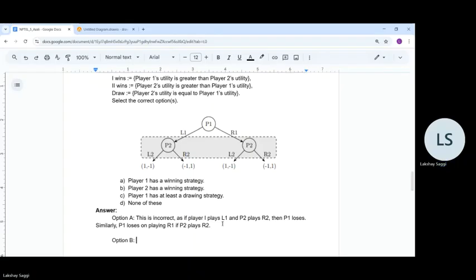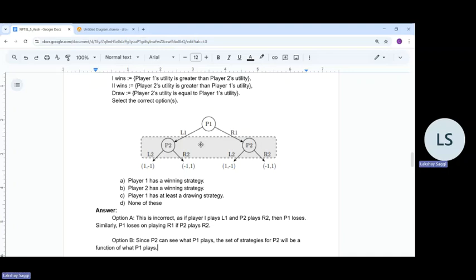Let's come to option B then. Option B says that player 2 has a winning strategy. So what will be the strategy for player 2? The set of strategies will not be a fixed strategy. Since it's a sequential game, it won't be that player 2 will be playing either L2 or R2. What player 2 will be playing is something after seeing what player 1 has actually played. Since P2 can see what P1 plays, the set of strategies for P2 will be a function of what P1 plays.